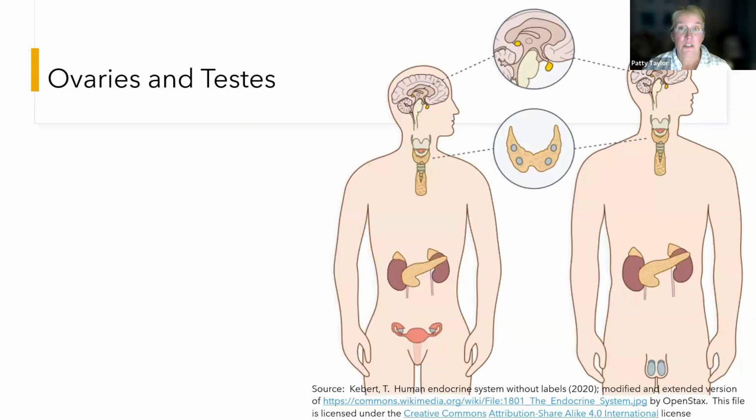Finally, our last two are gonads. These are ovaries and testes. Ovaries for females, and testes, which sit outside the body, for males.